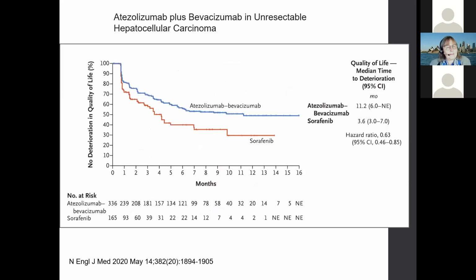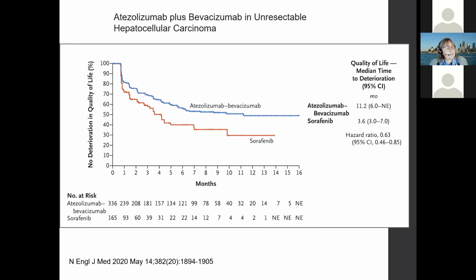Another example of a survival curve is starting also at 100%, and it's modeling death from, oh, no, sorry, it's no deterioration in quality of life. So this is looking at people who start with very good quality of life, but as they proceed on these treatments, once they start taking the AB drug, one of those fancy new PD-1 or PD-L1 immunotherapies, compared to the sorafenib.